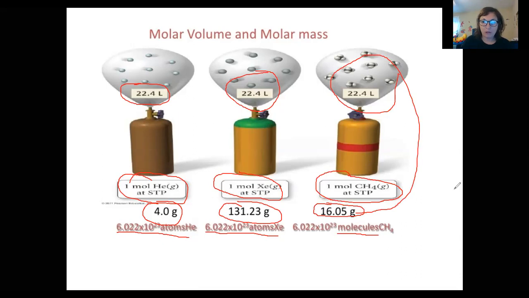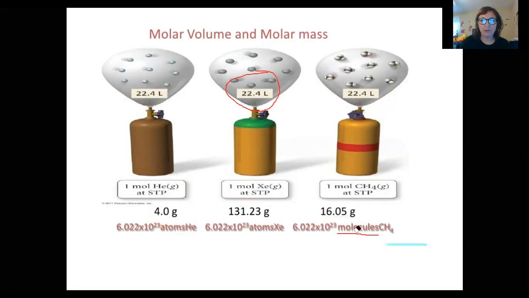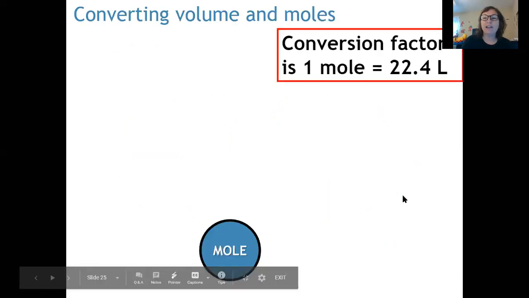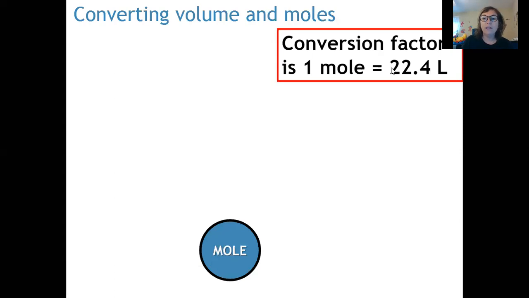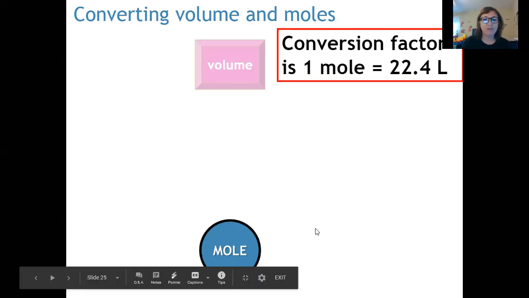Okay? So let me erase this so we can move forward. So how do we work with this? Well, converting from moles to volume, the conversion factor we're going to use is 1 mole equals 22.4 liters. That's an equivalent statement. 1 mole of anything equals 22.4 liters, no matter what it is. So here's my mole, and there's volume. When I go between moles and volume, and volume to moles, I'm going to use this conversion factor right here.